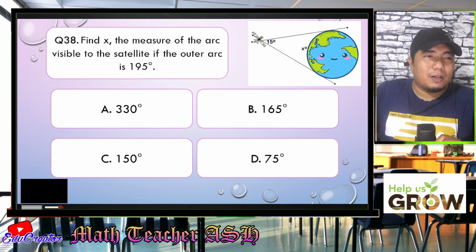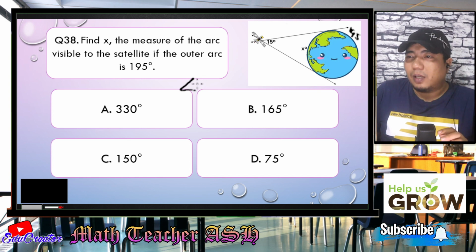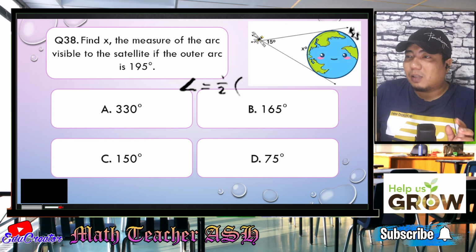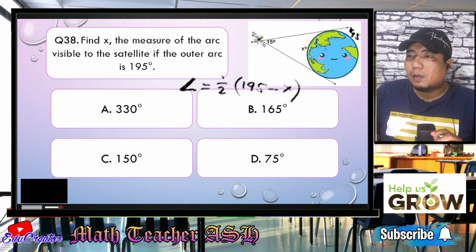All right, my dear math learners, in order for you to understand this question, we can apply what we have learned earlier. So, this outer arc is 195 degrees. So remember that the inscribed angle is equal to 1/2 times the difference of the bigger arc minus the smaller one. So basically, my dear math learners, we already know that this is a whole circle, right? So we can just subtract 360 minus 195. So we can shortcut with the following solution.